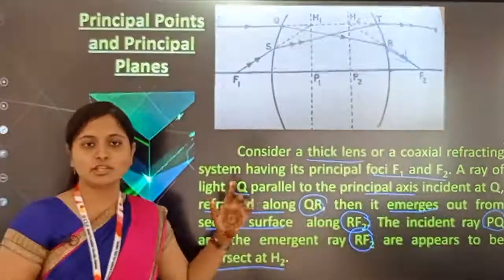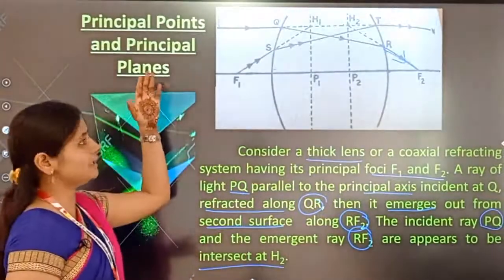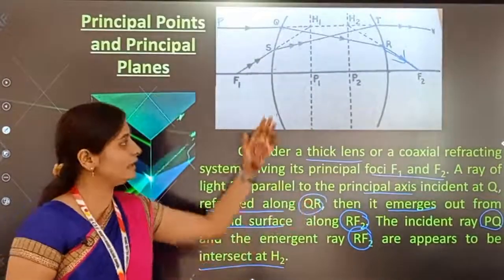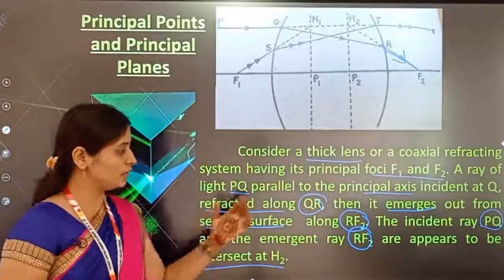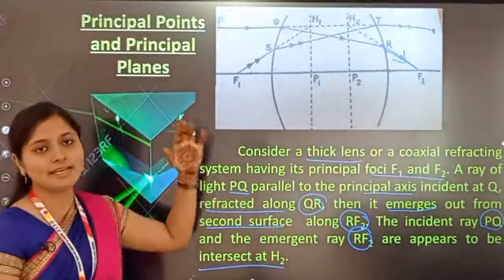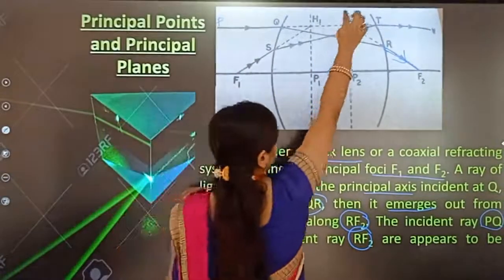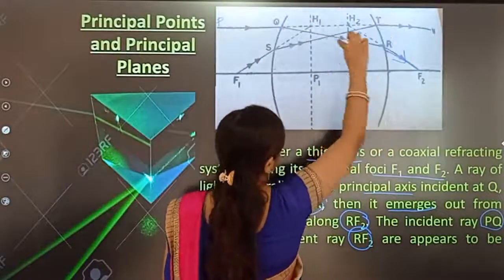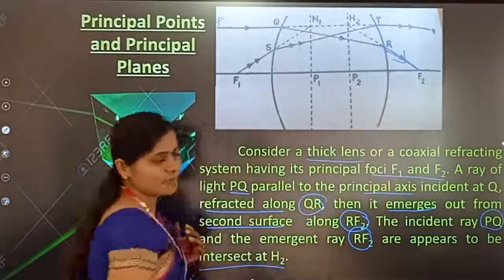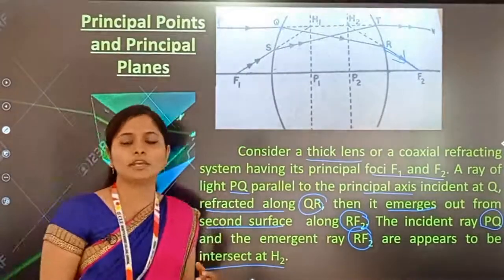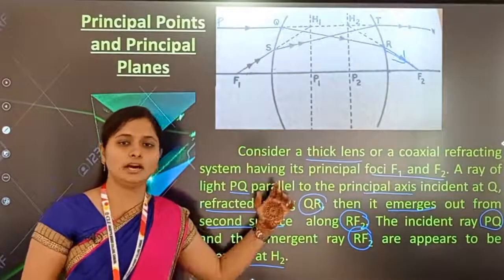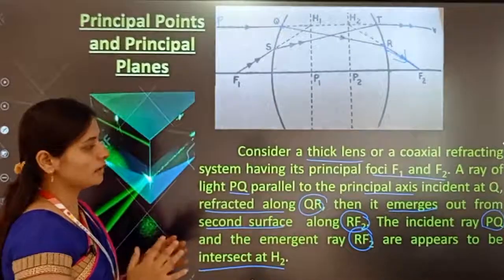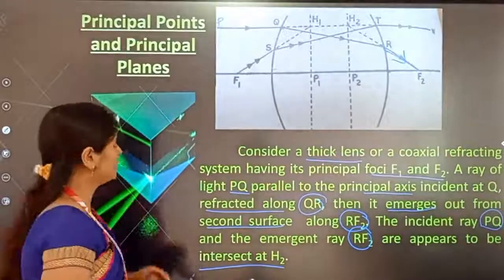So here our incident ray is PQ and the emergent ray is RF2. Both intersect at the plane through H2. See here, the intersection takes place between the incident ray PQ and the emergent ray RF2. Understood? We'll move to the next.